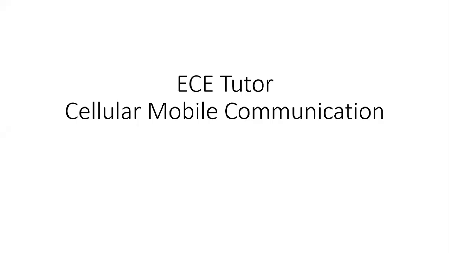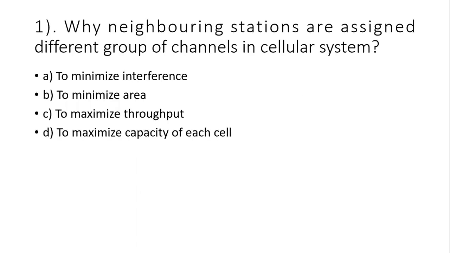In this video, we are going to see some MCQs related to the cellular mobile communication topic. So the first question is, why are neighboring stations assigned different groups of channels in a cellular system? The answer is that we use different groups of channels in a cellular system to minimize interference. So the answer here is A, to minimize interference.